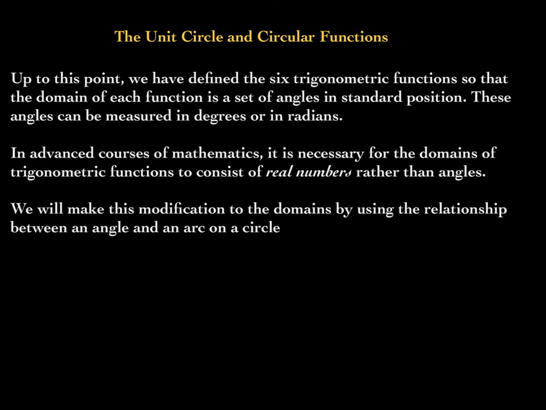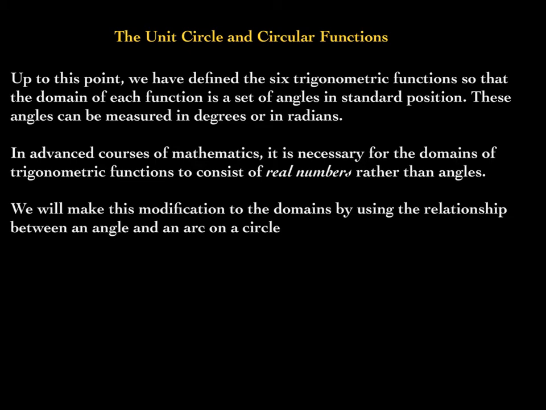Now, so far in our class, we have defined the 6 trig functions so that the domain of each function is a set of angles. And we've already defined these angles to be in standard position. Remember, that means the vertex of the angle is at the origin and its initial side is on the positive x-axis. And these angles can be measured in degrees or in radians. So that's how the 6 trig functions are defined.